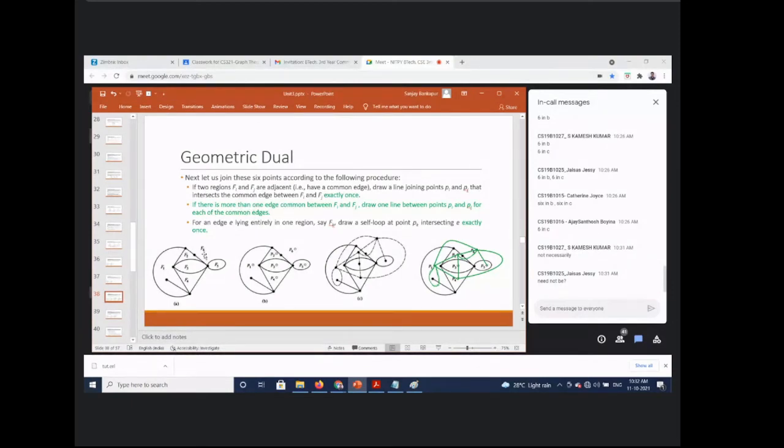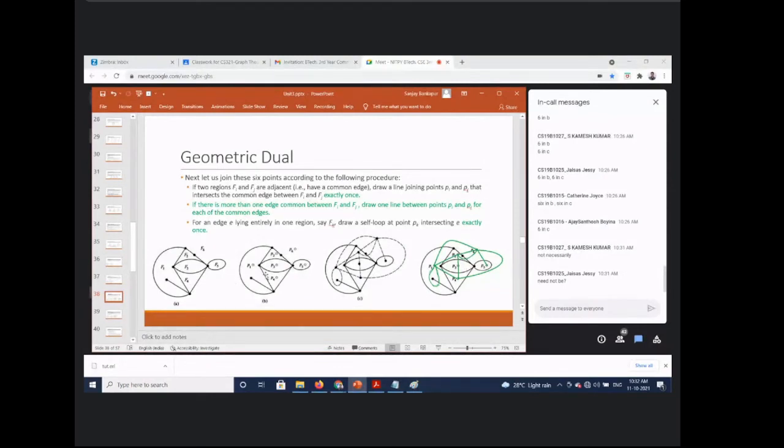It all depends on the number of regions. If a given graph G has X number of vertices but only 2 regions, then ultimately G star, the geometric dual, will have only 2 vertices. The number of regions will become the number of vertices, and the number of vertices will become regions. We'll quickly see whether vertices became regions or not. In this case, right now it is overlapping, but we'll see. That is one quick observation we made.